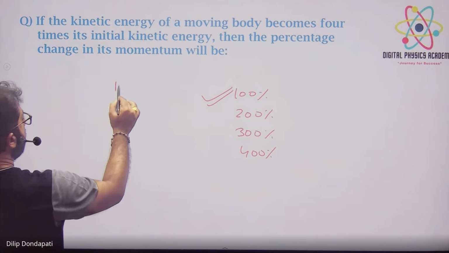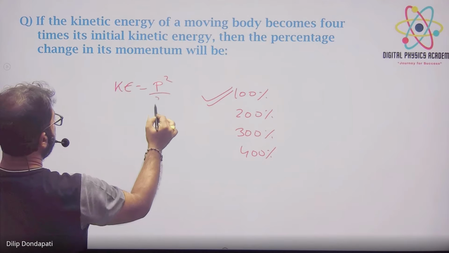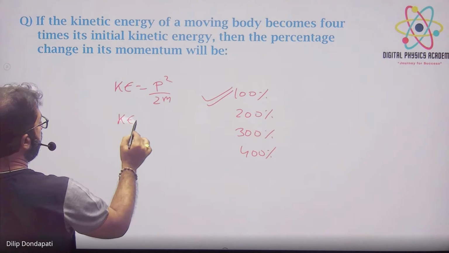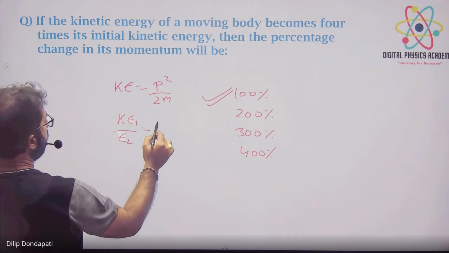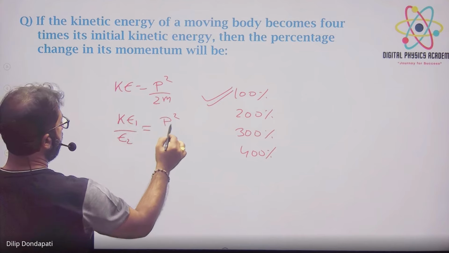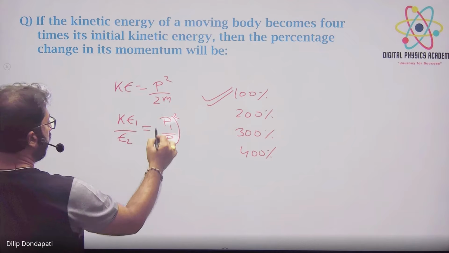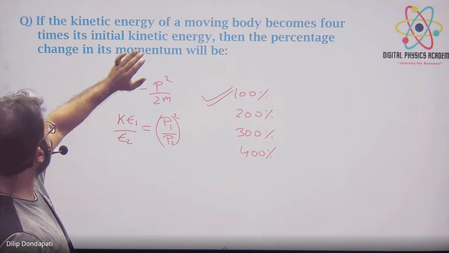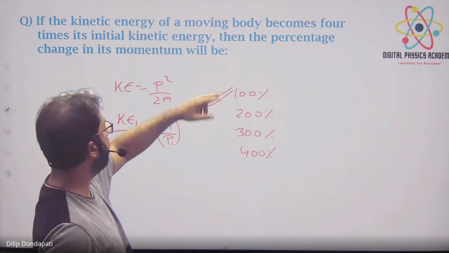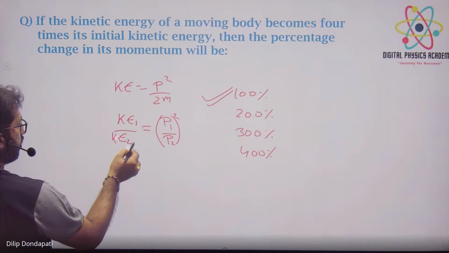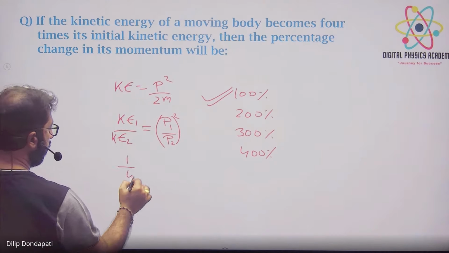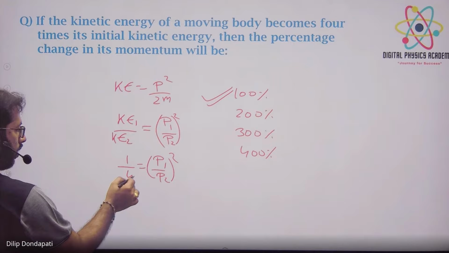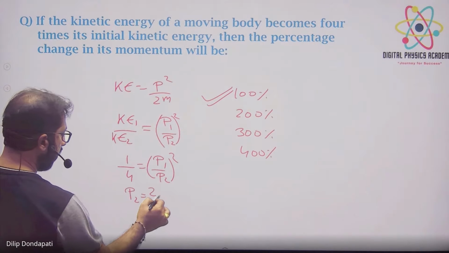See, kinetic energy is equal to p square by 2m. So you told kinetic energy and momentum, correct? So KE1 by KE2 is equal to P1 square by P2 square, or P1 by P2 whole square. Now, kinetic energy of the moving body becomes 4 times that of the initial kinetic energy. So KE2 will be 4 times KE, right? So KE cancels, 1 by 4 comes, equal to P1 by P2 whole square. Therefore, taking the root, 1 by 2 comes. So P2 is equal to 2 times P1.